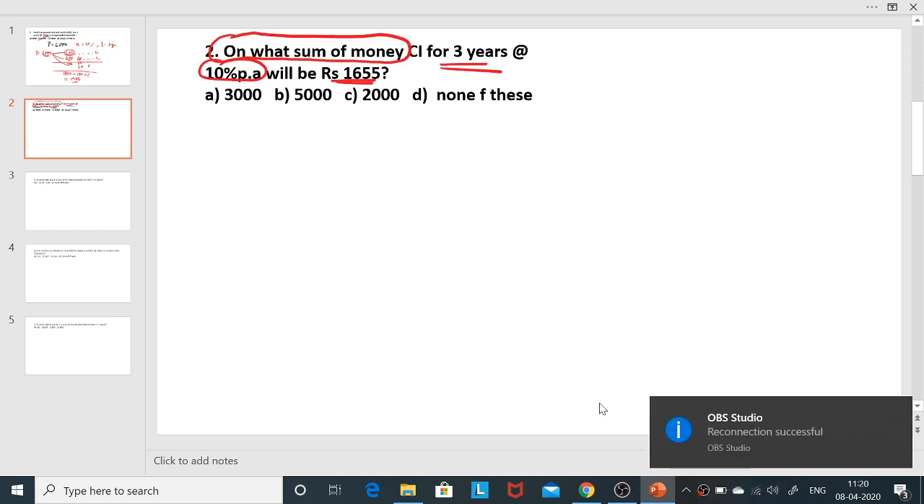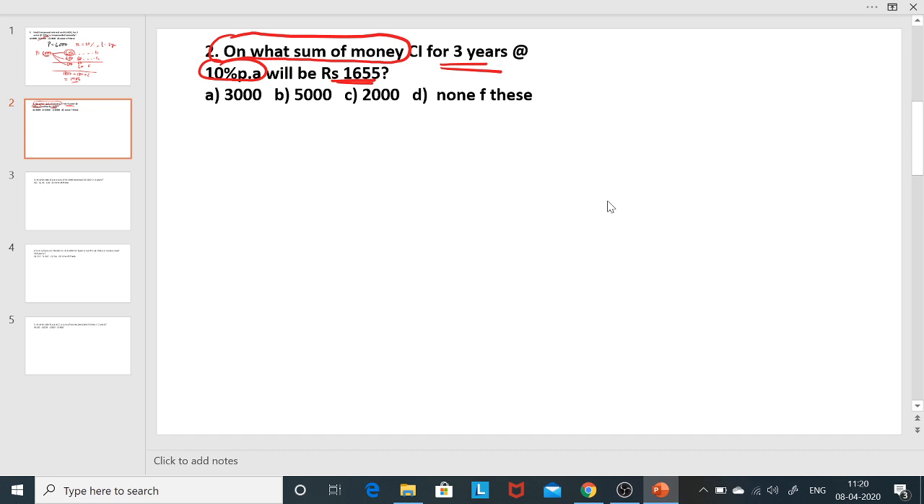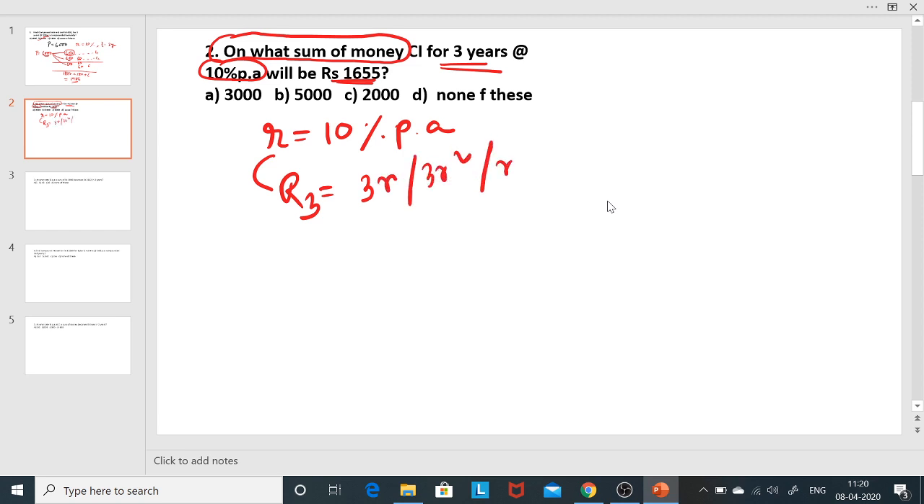So how to do it? You can assume the principal, but let us not assume like this. First you see your rate of interest, which is 10% per annum. Now, as it is 3 years, let's convert this rate into the 3-year equivalent rate, which is R3. The basic formula of R3 is 3R plus 3R square by 100 plus R cube by 10000.